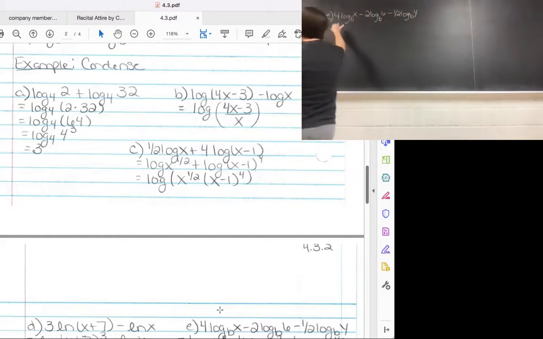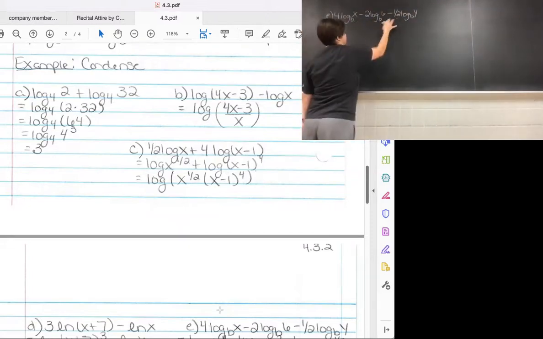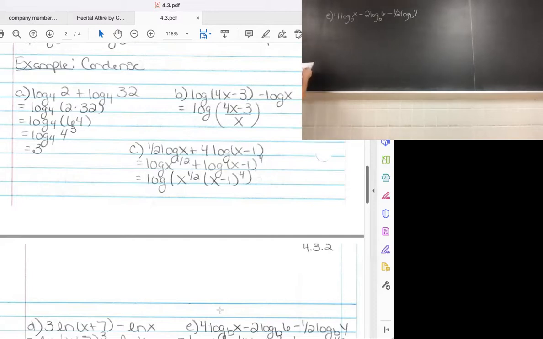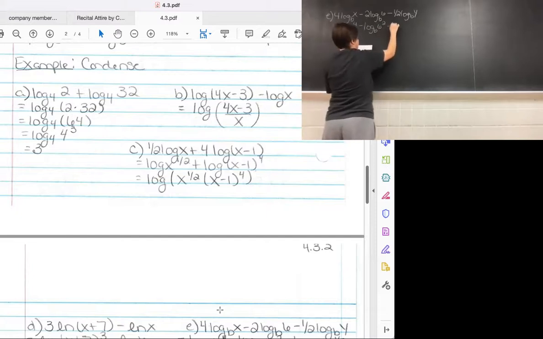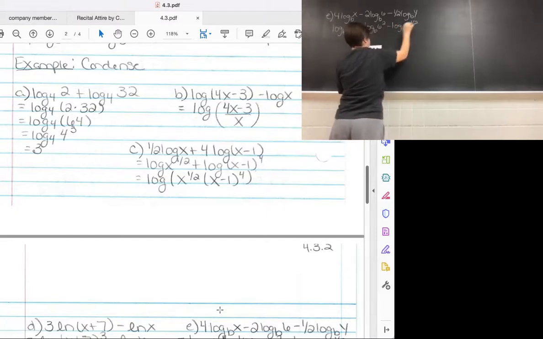So each of our logs right now has a coefficient. So that means I can use the power rule to bring those in, and that's what I'm going to do first. So we're going to have log base b of x to the 4th minus log base b of 6 squared minus log base b of y to the 1/2.